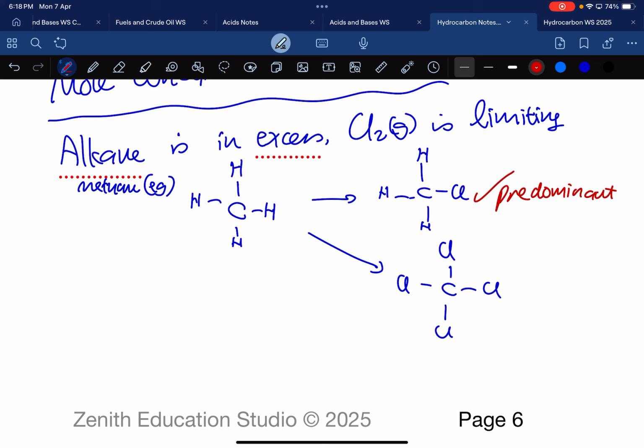Your Cl2 is limiting, right? I don't have enough chlorine. If I don't have enough chlorine, how can I perform multiple rounds of substitution? The point I'm trying to make is, your molecules are in the billions, 10 to the power 23 in one mole. I can only undergo my second round of substitution once every single methane molecule has been substituted at least one time.